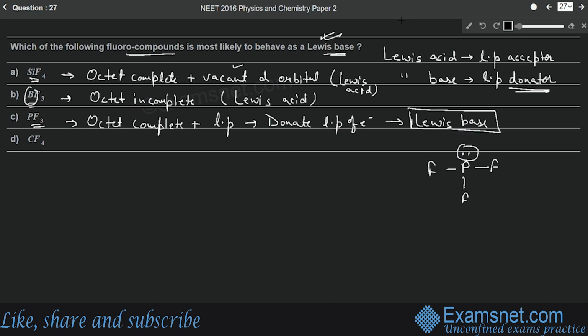Now let's check the last one. It is CF4. So here carbon has a complete octet, but there is no lone pair of electrons. But it is quite obvious that the one which is behaving as a Lewis base is the third one, that is PF3, due to the presence of a lone pair of electrons on the phosphorus atom. Okay, so option C will be the correct answer.